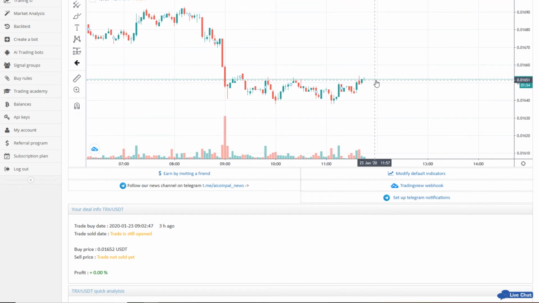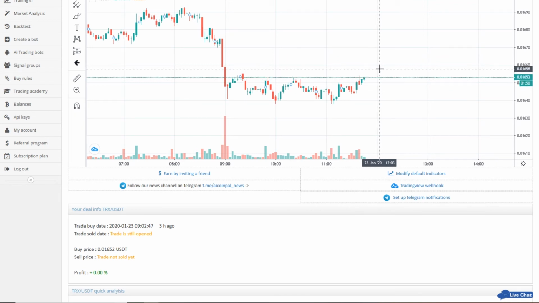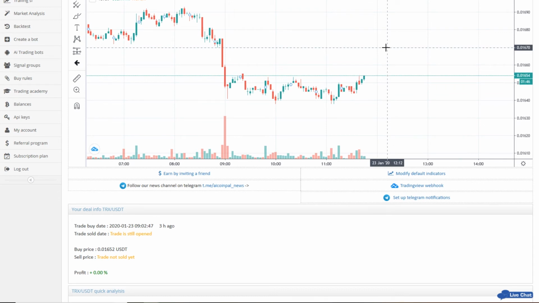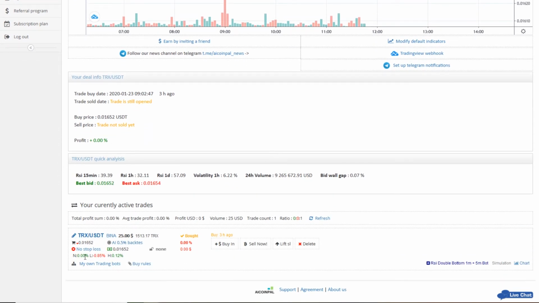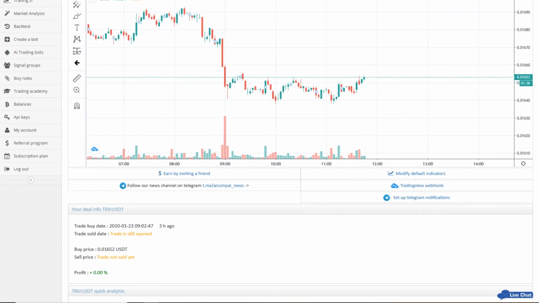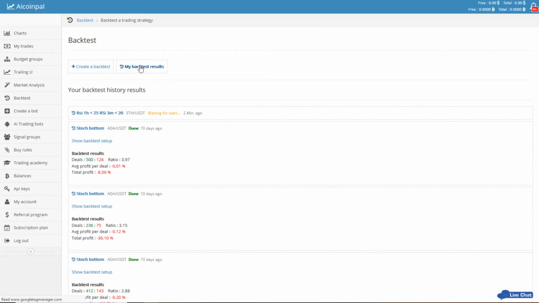seemingly uptrend, and maybe it will go somewhere here, and maybe it will close positive. And then another of our bot strategies is playing out nicely, but we are not sure. We don't know yet. Let's look at our backtest.